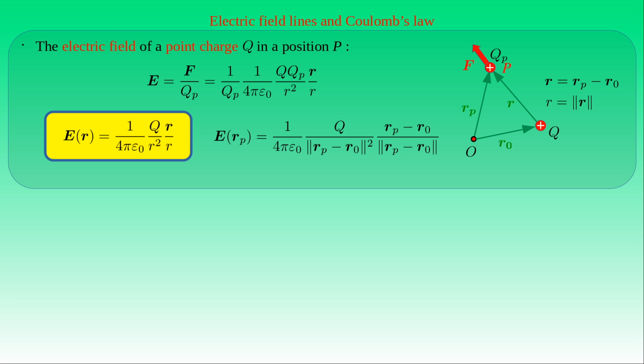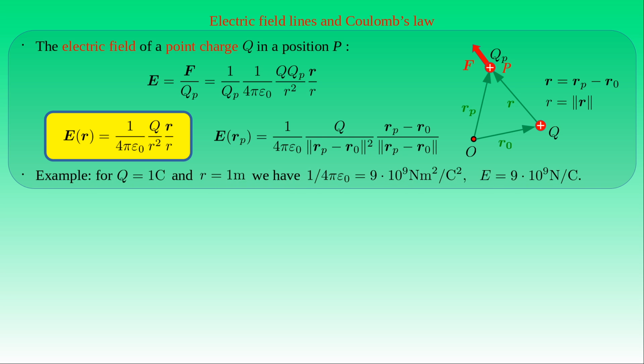For example, if the source charge is equal to 1 Coulomb, then the field strength at a distance of 1 meter from the charge is equal to 9 times 10^9 Newton per Coulomb. This result simply follows from the fact that the multiplicative factor 1/4 pi times epsilon naught is equal to 9 times 10^9 Newton meter squared per Coulomb squared. We have seen that the electric field strength around the point charge q is inversely proportional to the square of the distance from the charge.